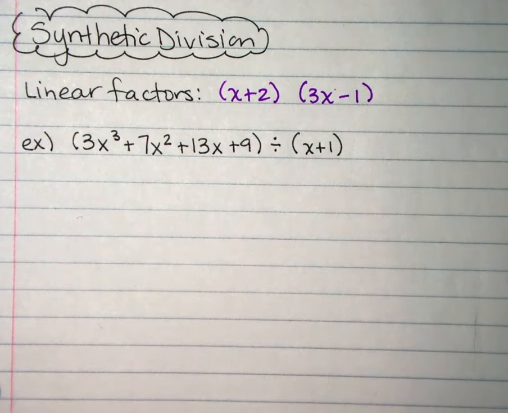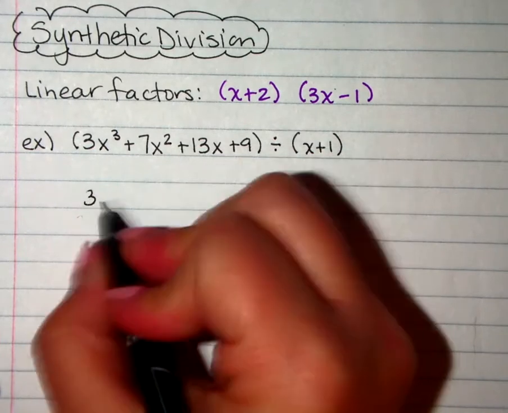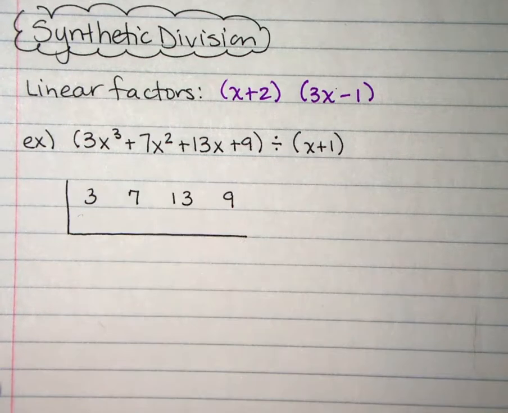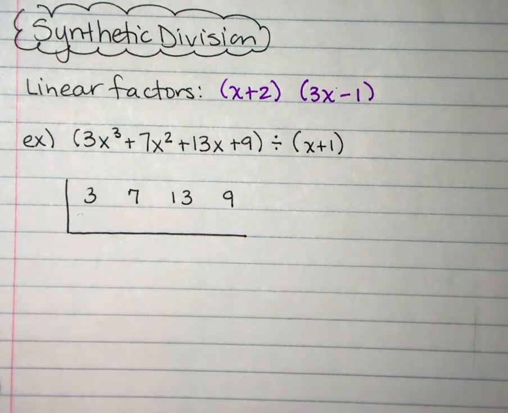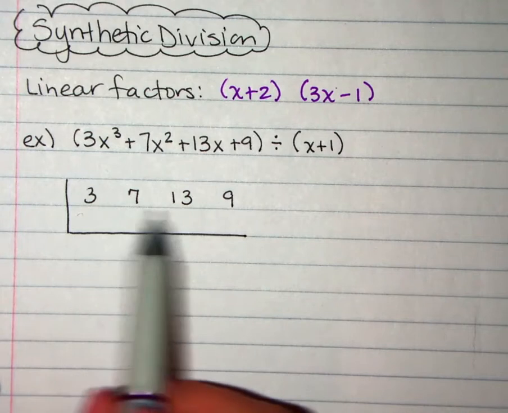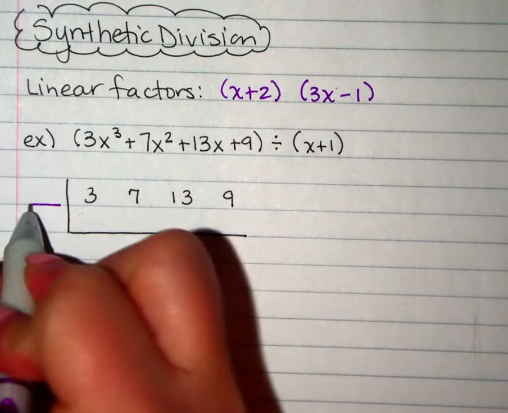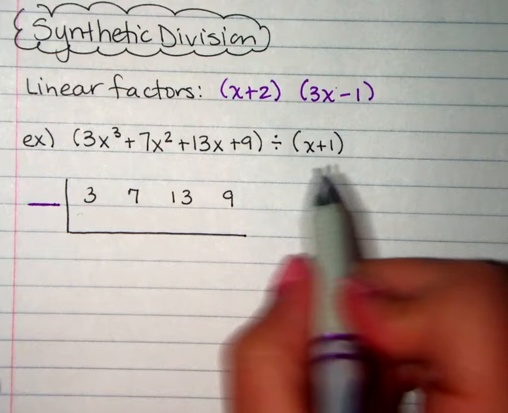So what we're going to do is start by writing the coefficients only. The x cubed has a coefficient of 3, then 7, 13, and 9. And we're going to make this almost like a reverse division box. Now we need to be able to divide by something. This is kind of like thinking of how I put my terms underneath a division bar. I need to have some sort of divisor. Now the divisor is going to be based off of this x plus 1. I want to divide by this polynomial.